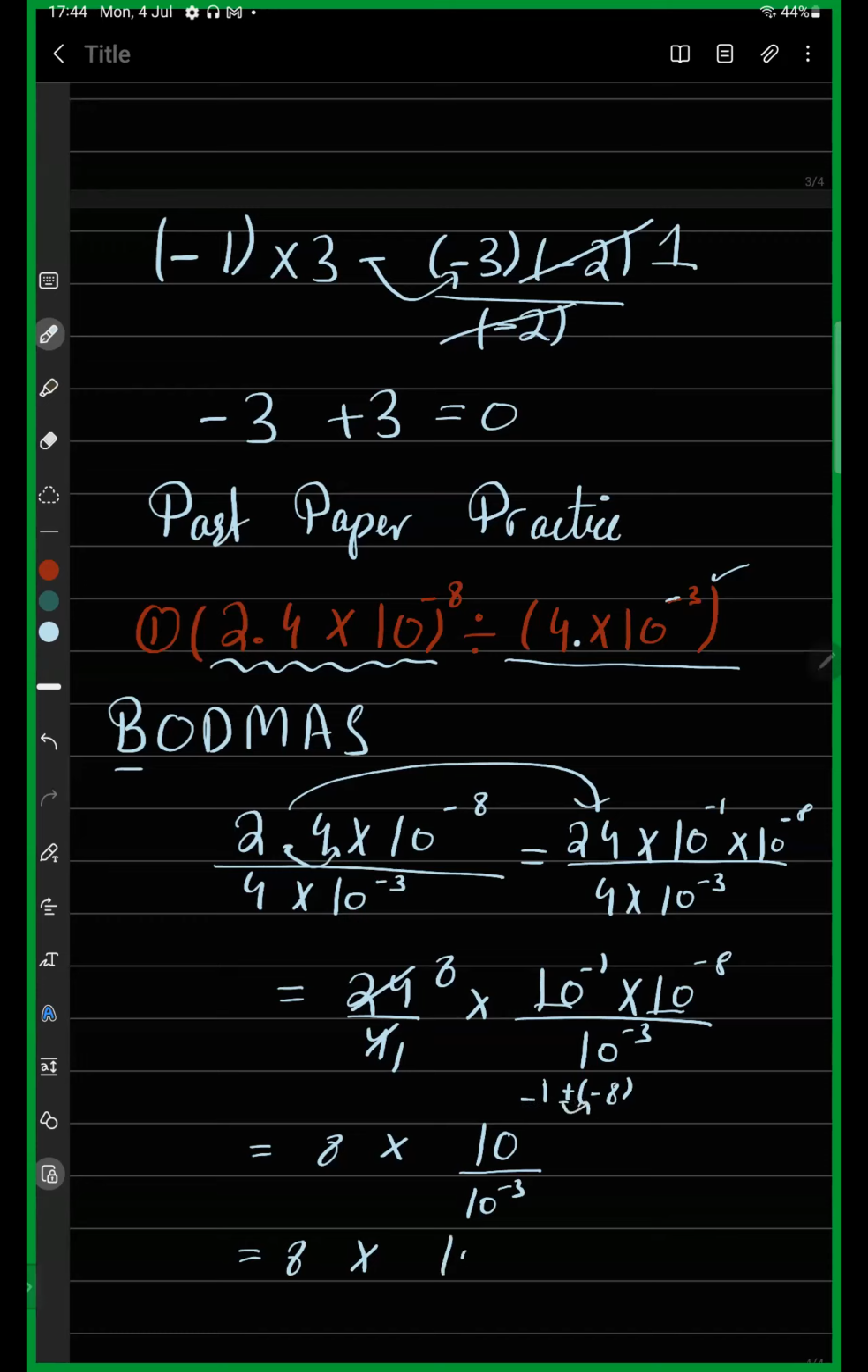So it would be 10 power minus 9 divided by 10 power minus 3. Now we have the division sign. Bases are same, so powers would be subtracted. So I can write it as 8 multiplied by 10 power minus 9 minus the power of the denominator, and it would become 8 multiplied by 10 power minus 9 plus 3, and that would give you 8 multiplied by 10 power minus 6. This is going to be the answer.